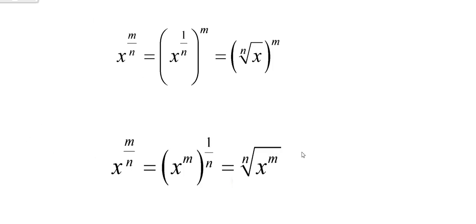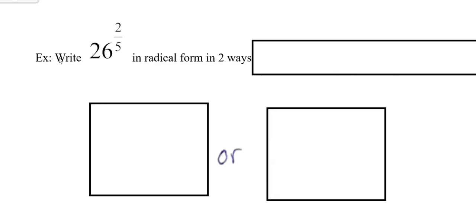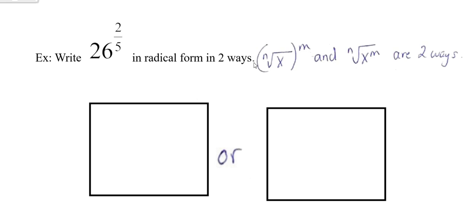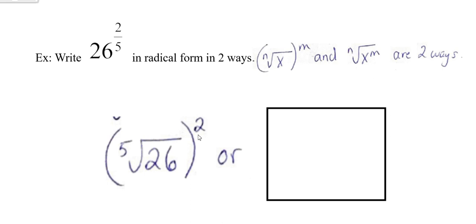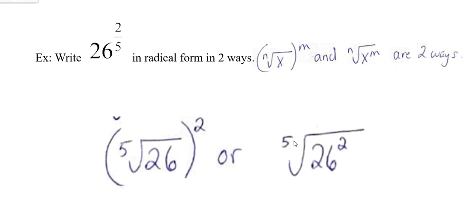Now, here's the law I was telling you about. We have m over n, so that's the same thing as x to the 1 over n, to the m, which is equal to the nth root of x to the power of m, or you can have the power underneath of your radical sign. Either one is acceptable. So write 26 to the 2/5 in radical form two ways. The two ways you can write it are the following: the nth root of x, to the m, and the nth root of x to the power of m underneath of the radical. That's two separate ways you can write this. So this one, we can have the fifth root of 26 all to the power of 2, or I can have 26 to the power of 2 and take the fifth root of the whole thing.